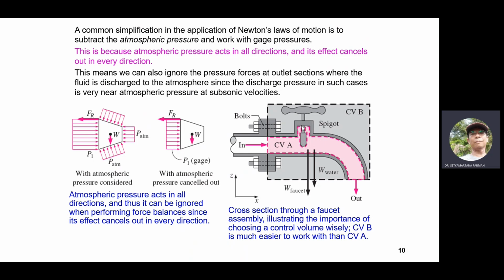With the red color, we call this control volume A. With the black color, we call this control volume B. In analyzing, the selection of control volume B is much easier to work with compared with control volume A. Control volume A is complicated, but when we define control volume B, all parts of control volume A are occupied by control volume B.